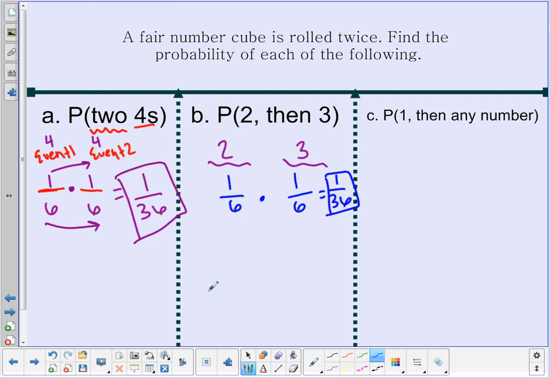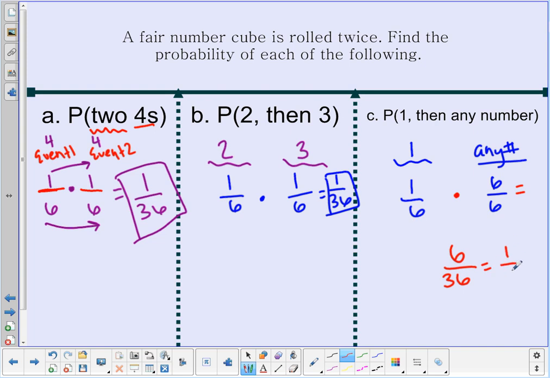If I look at the next one, probability of 1 and then any number, my probability of 1 would just be 1 out of 6, but my probability of any number is actually 6 out of 6. I'd be happy with any number that I get. So I multiply those together. 1 times 6 is 6, and 6 times 6 is 36, but 6 out of 36 is 1/6. That also should be clear to you because 6 over 6 is actually just 1. So if I take 1/6 times 1, I get 1/6. Either way you look at it, you end up with 1/6 for a probability there.